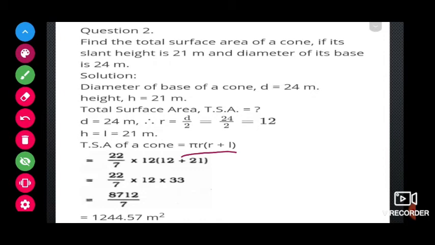Now they gave the slant height as 21, that is L is 21 meter, and the diameter they gave. So to get the radius, d by 2, 24 by 2, is 12. Now the total surface area will be pi r into r plus L. Now 22 by 7 into r, 12, into 12 plus 21. Now if we do 22 into 12 into 33 by 7, we can leave it like this also, children, by multiplying all the numerators and dividing by 7, or else divide, convert into decimal value and write the answer.